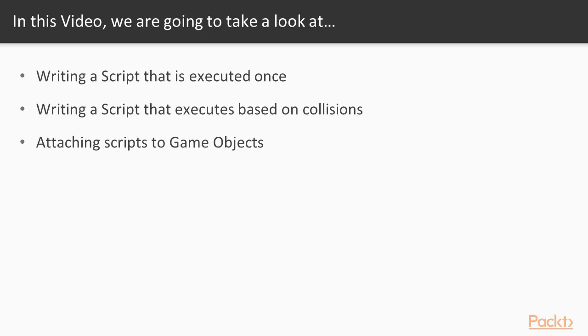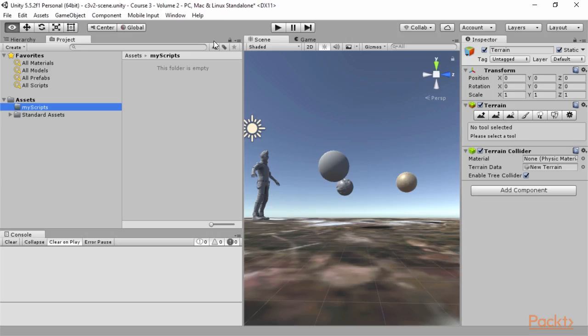Let's launch Unity 5. You can see here the layout of Unity 5 now includes a console window in the lower left-hand corner of the screen. We are going to use that console in our first script. We're going to print to that console.